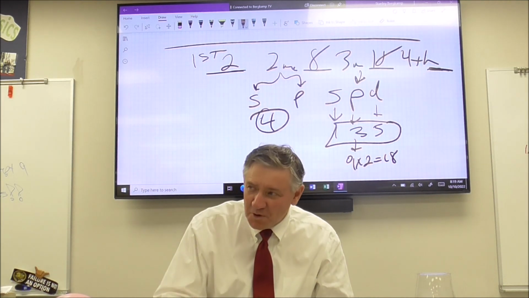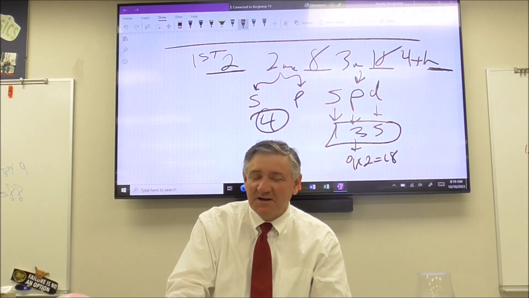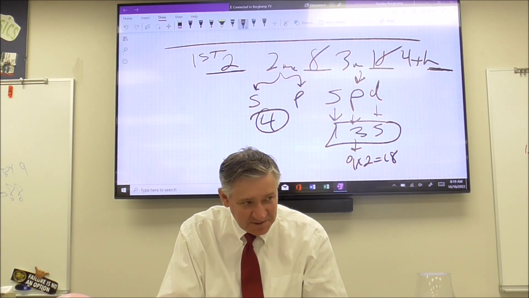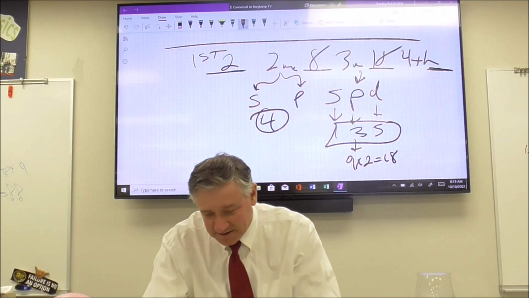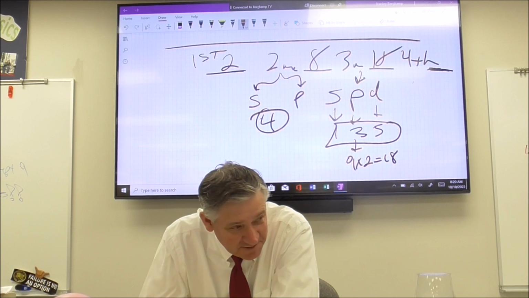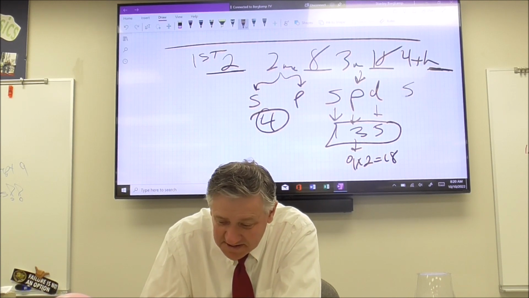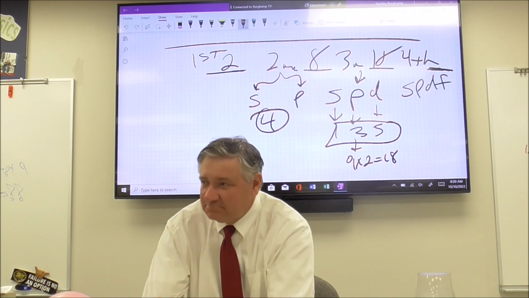Now, fourth. How many sublevels are in the fourth energy level? Alec. 4. And they are S, P, D, and F. See the pattern?